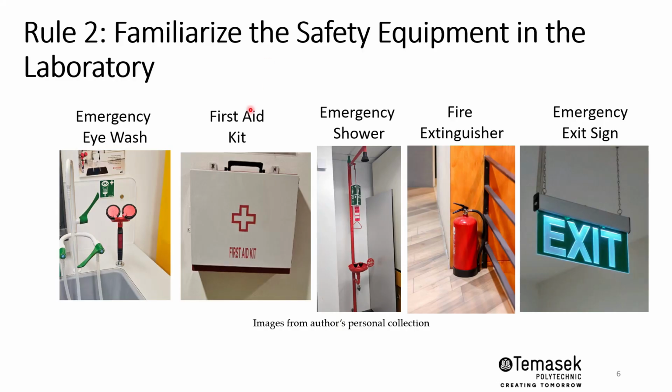So rule number 2 is to familiarize yourself with the safety equipment in the laboratory. It's important that users be familiarized with the usage as well as the location of this safety equipment. This includes the eye wash, the first aid kit, the emergency shower, the fire extinguisher, as well as the exit sign. The eye wash is important because in case your eyes get in contact with any chemicals or any solution, it's important that you run to the location where the eye wash is located.